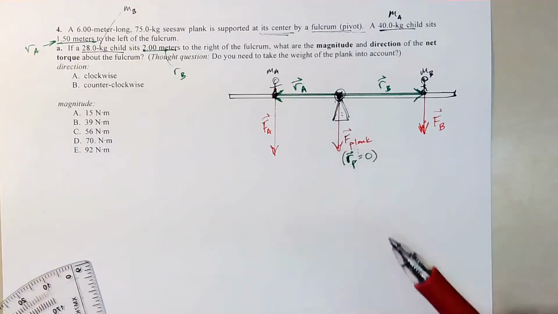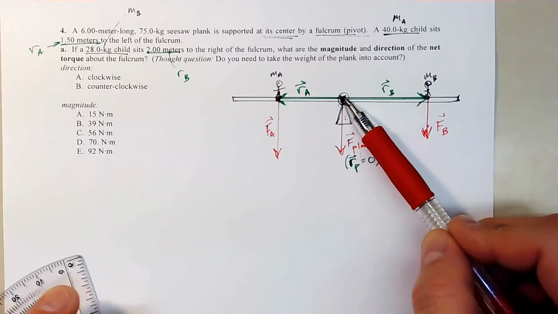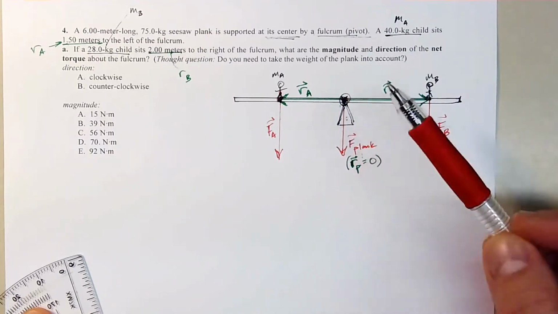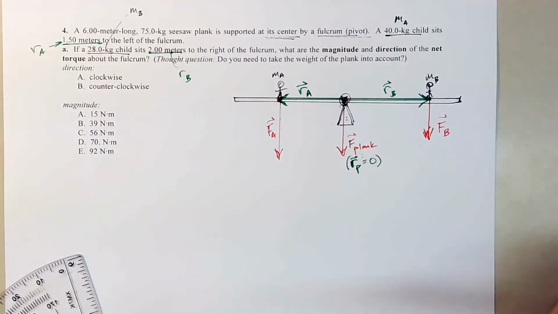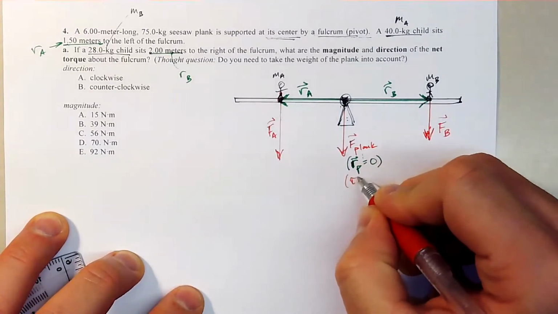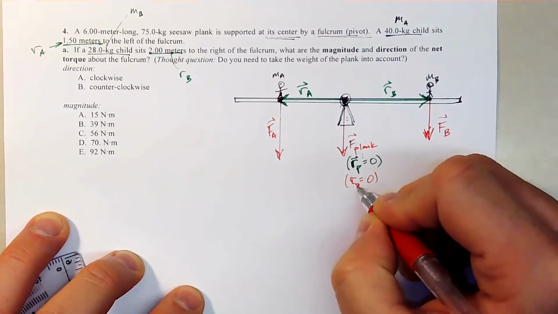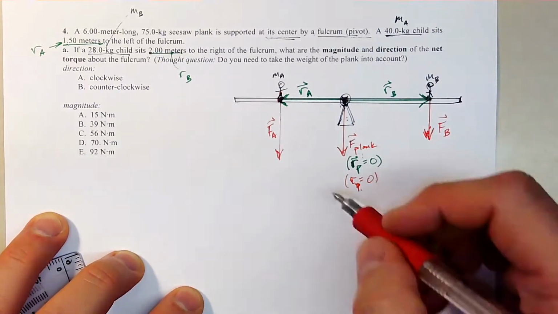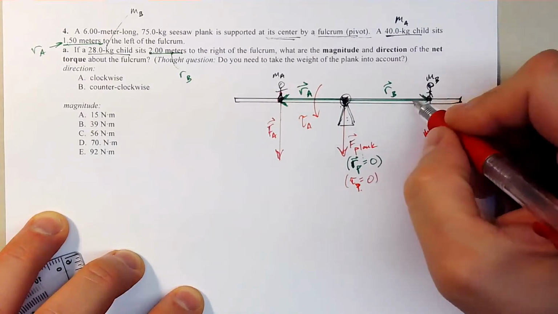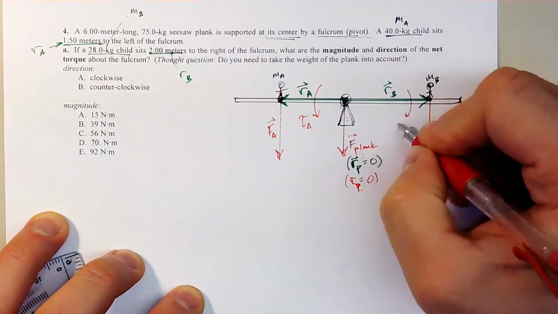However, if we consider just the plank of the seesaw alone, we are told that its center of mass is right above the pivot. Therefore, it creates no net torque, and the seesaw plank by itself is balanced. So it's going to create no torque, just the plank itself. Child A is going to create a counterclockwise torque, and child B is going to end up creating a clockwise torque.